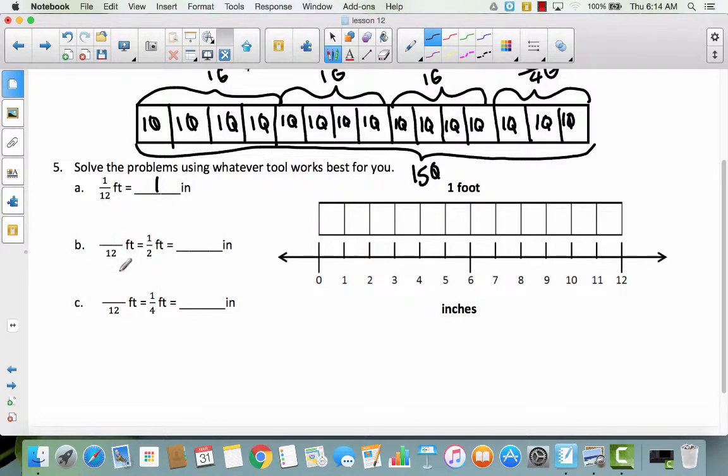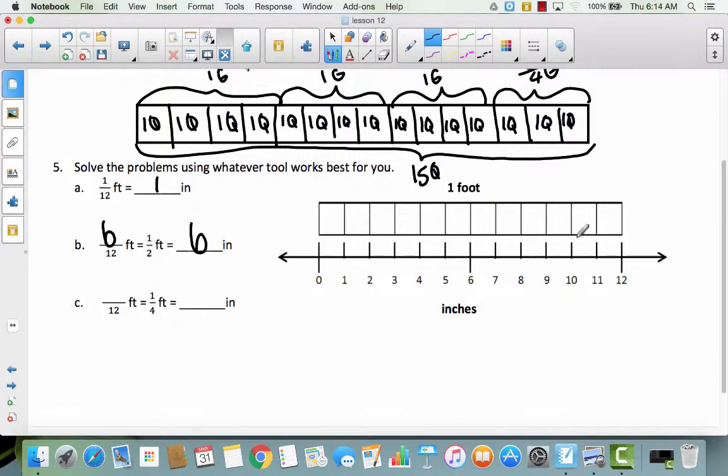So I've got blank 12ths of a foot is equal to half of a foot. So what would be half? Well, half is right here in the middle, right? So that would be 6/12, which is equal to 6 inches. All right, so what about 1/4 of a foot?